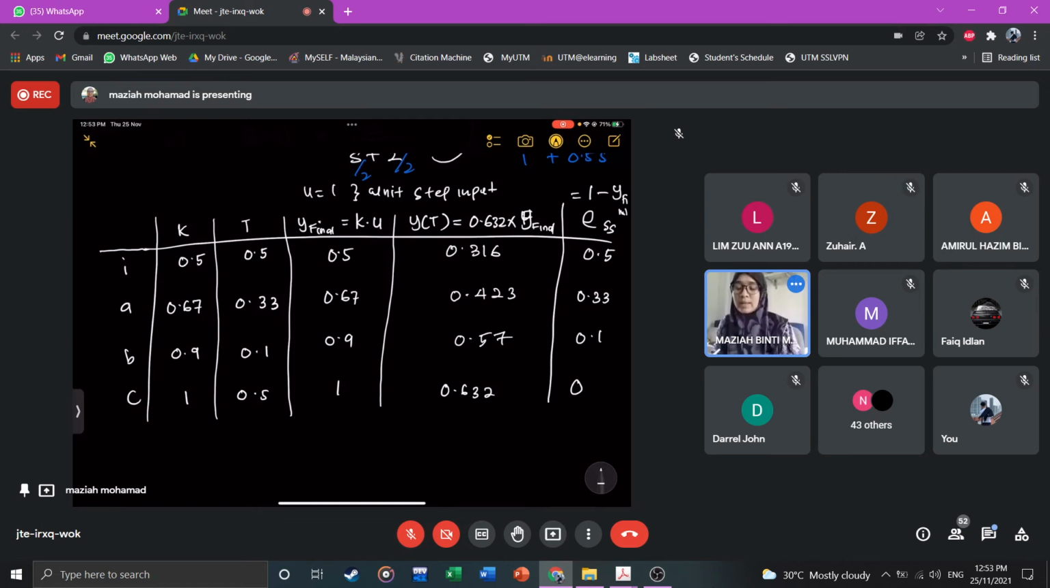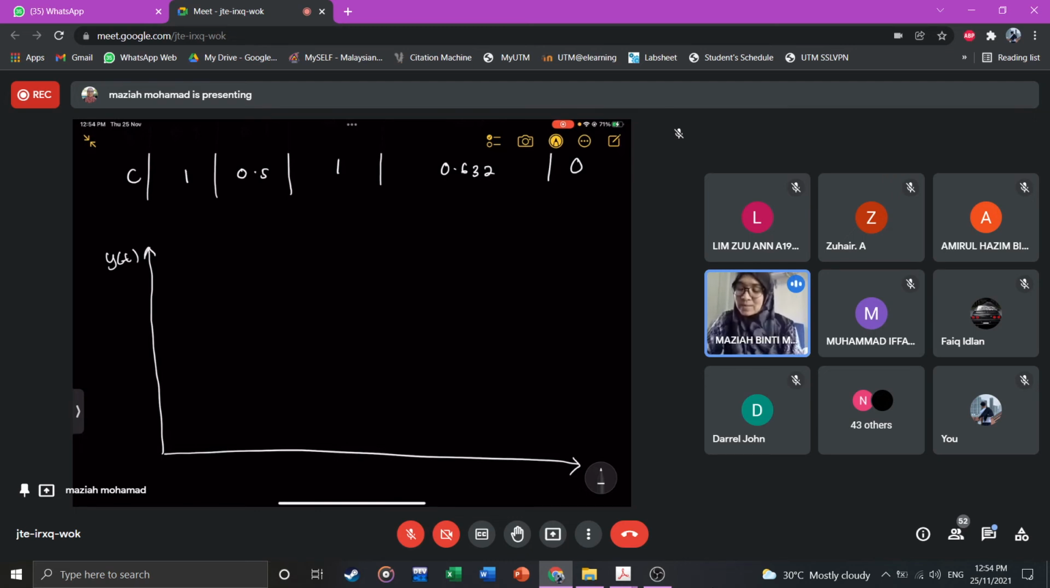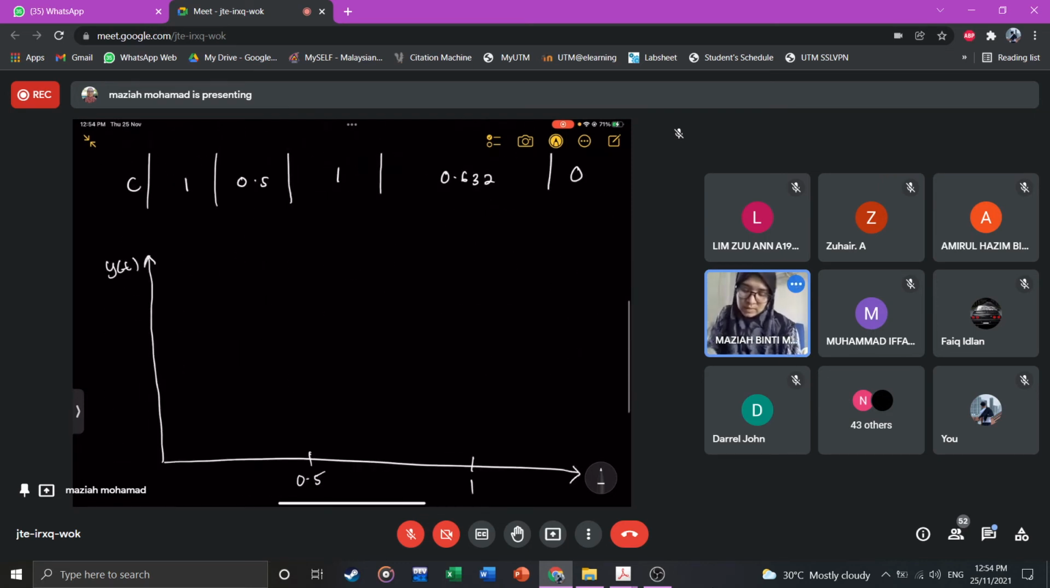Okay, so now we can sketch. So this is just a sketch, so don't expect to have a good looking graph. This is y(t). What is the highest value? Let's consider here is 1, so therefore here is 0.5.